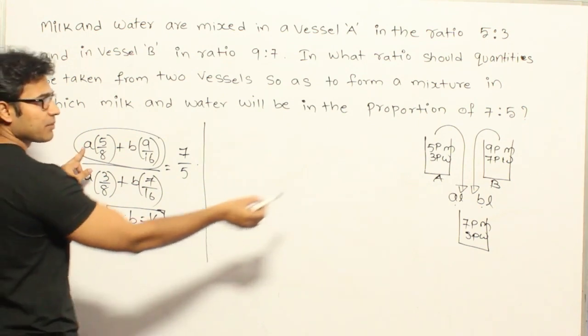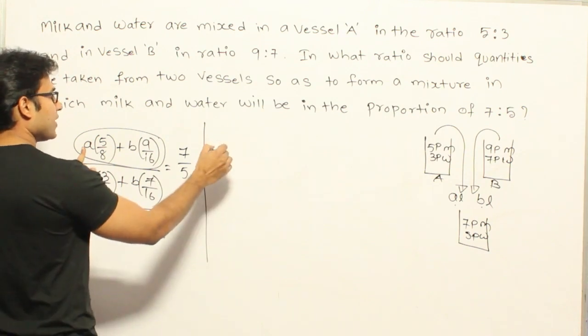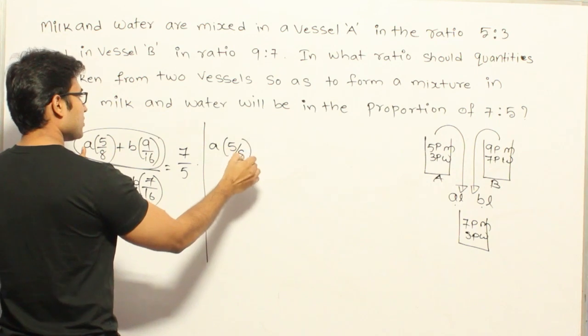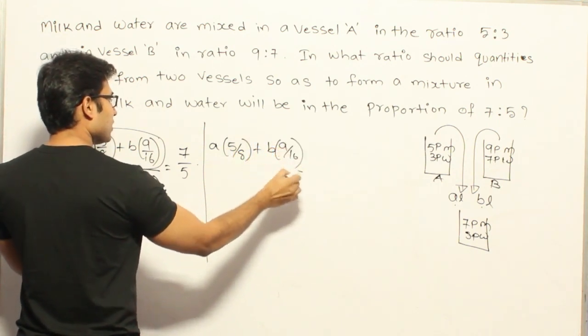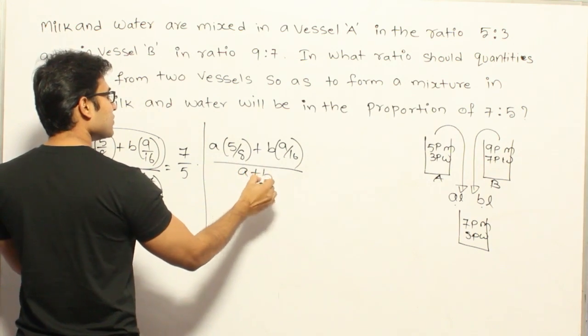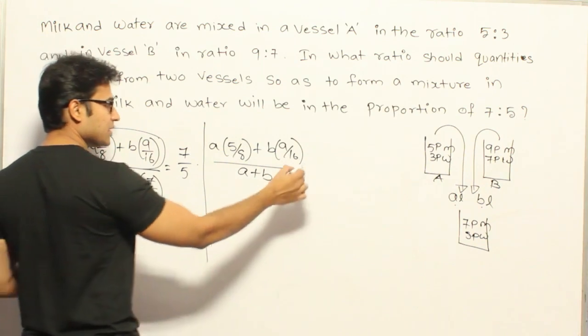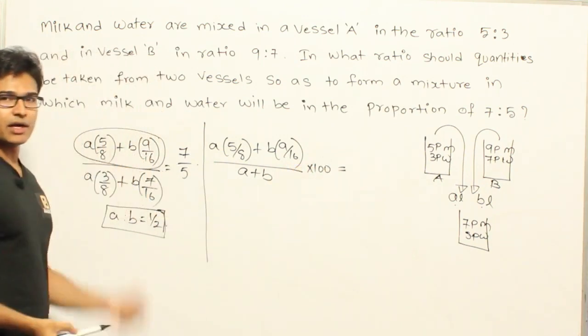The percentage of milk that is going to be present in the final container or in the final mixture is going to be A into 5/8 plus B into 9/16 divided by A plus B, which means the amount of milk divided by total quantity of mixture into 100. So this is the percentage of milk present in the container.